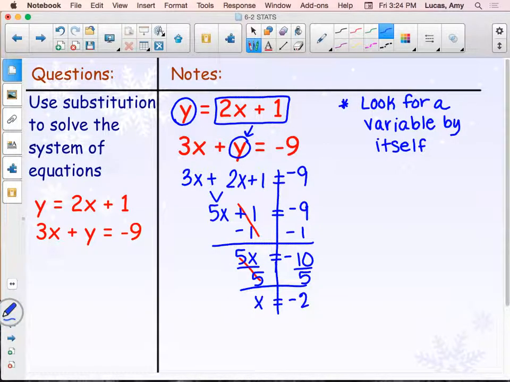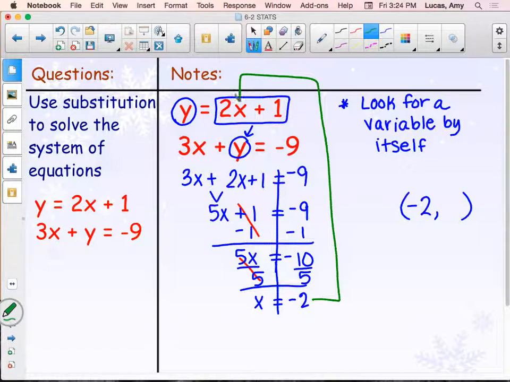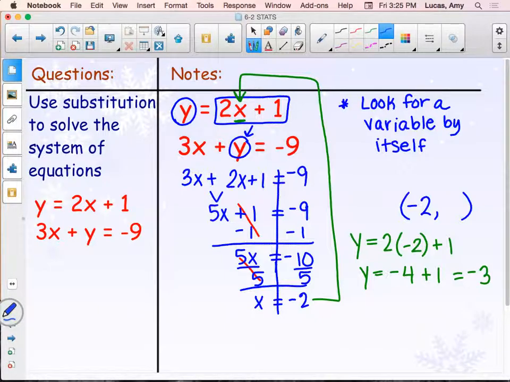Thank you. x equals negative 2. So the x coordinate for my solution is negative 2. I still need to find the y coordinate. So I'm going to take my negative 2 back up to the top, where x is equal to negative 2, and replace the x right here with that negative 2. So y equals 2 times negative 2 plus 1. 2 times negative 2 is negative 4, plus 1 is negative 3. So my ordered pair solution is negative 2, negative 3.